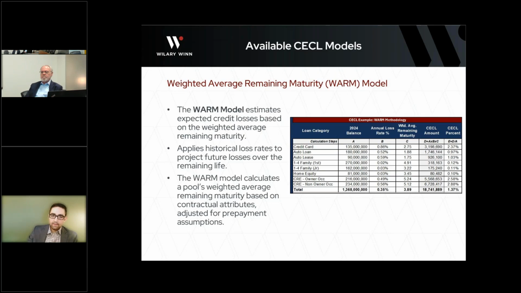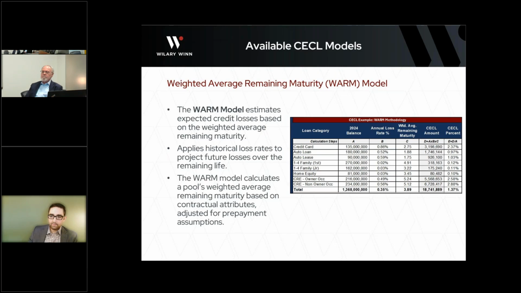So WARM is a very practical and very streamlined option, especially for a very simple portfolio. Kind of where building out a more granular model doesn't work, or if you don't have the data available, as any given institution often does not. So the main selling point is simplicity. It doesn't require as much infrastructure. It doesn't require as much data as maybe a discounted cash flow or a PD/LGD model might.